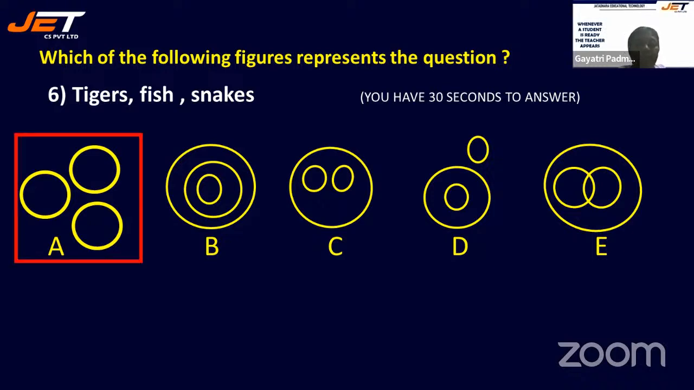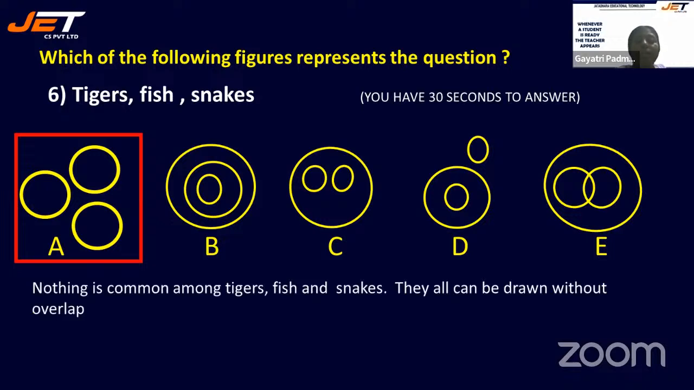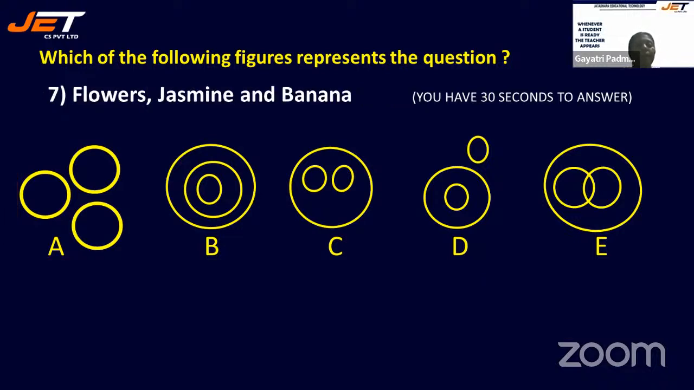All right. Yes. See here, option A is the correct one because nothing is common among the tigers, fish, snakes. They all can be drawn without overlap, right? So it should be drawn separately because there is no similarity. There is nothing common between tigers, fish, and snakes. All right, now see the next one.